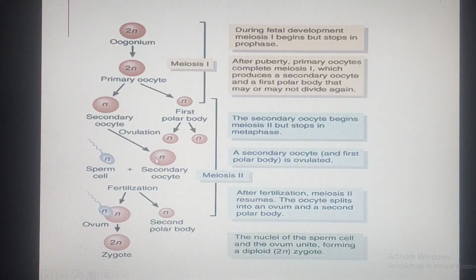Now you realize that this secondary oocyte will be found only in the Graafian follicle, and it is only the secondary oocyte which we can call the ovum. So we can't call the primary oocyte or any of the others ovum, but we can only call the secondary oocyte the ovum. So that is oogenesis, the production of all these gametes.